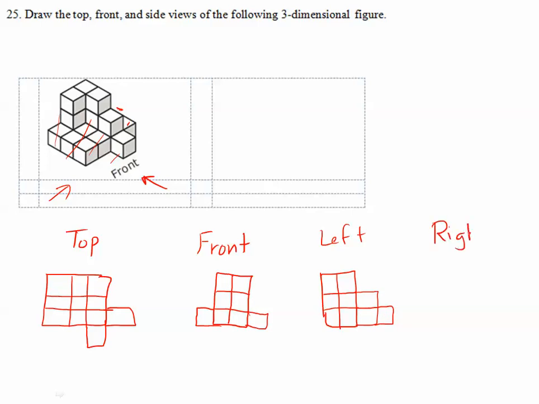My right side is going to be the exact opposite because I'm looking this way. So it's going to have my tower of 3 on this side. And then it's going to have 2 here and 1 here. So that is my top, front, left, and right views.